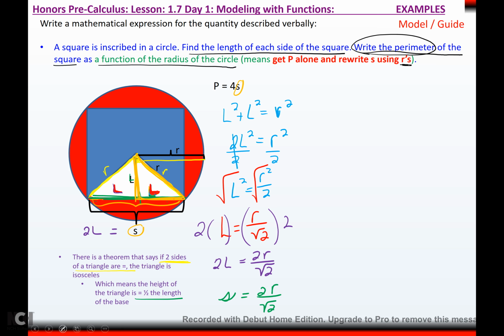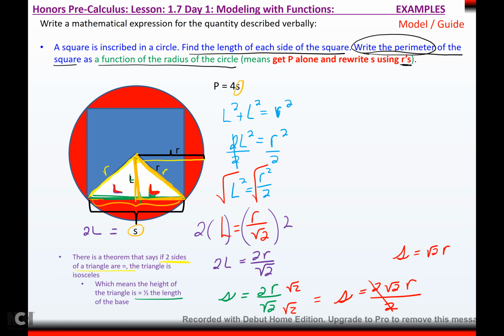Now I need to rationalize that. You can't leave a radical in the denominator. So multiply by the square root of 2, multiply by the square root of 2, and you get a side is equal to 2 square roots of 2R all over 2, which those 2's will then cancel, and I can say that a side is the square root of 2R.